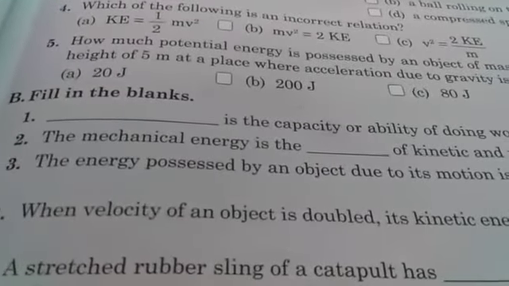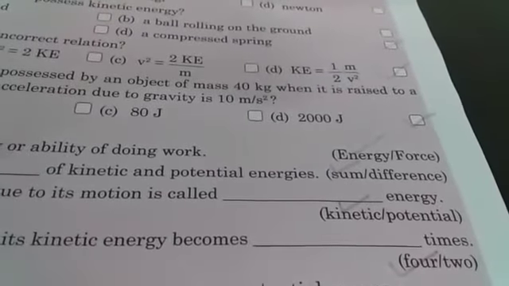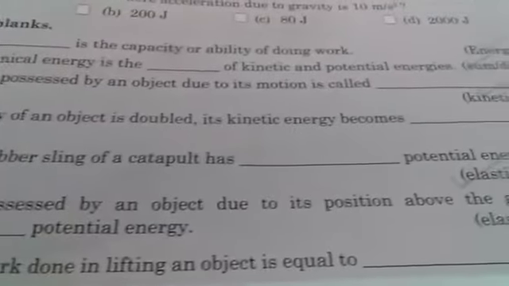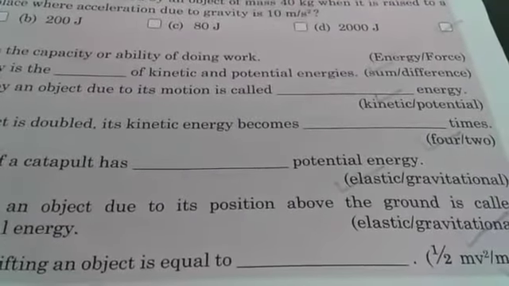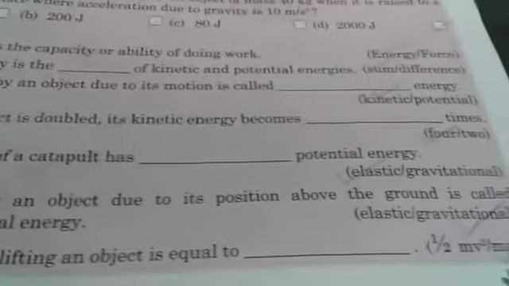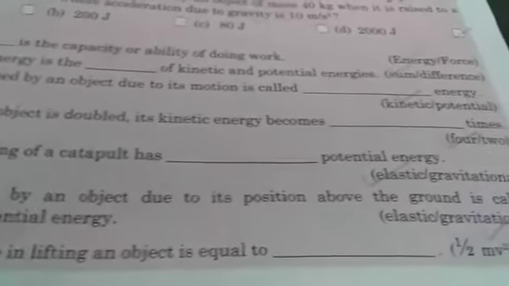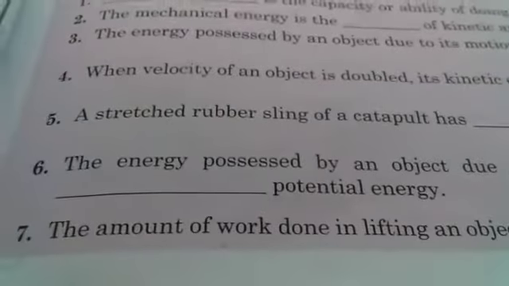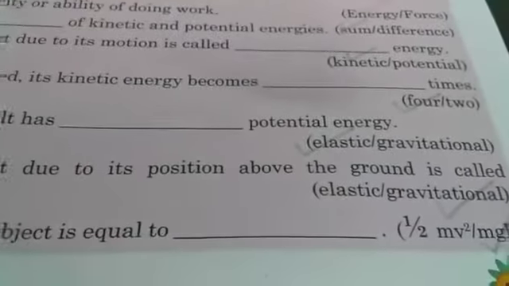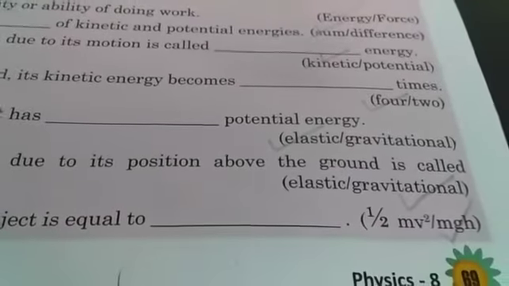Then, when velocity of an object is doubled, its kinetic energy becomes 4 times or 2 times? That is 4 times. A stretched rubber sling of a catapult has elastic or gravitational potential energy? That is elastic potential energy. The energy possessed by an object due to its position above the ground is called elastic or gravitational potential energy? That is gravitational potential energy. The amount of work done in lifting an object is equal to half mv square or mgh? That is mgh.